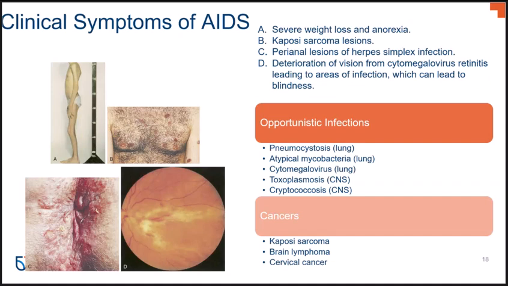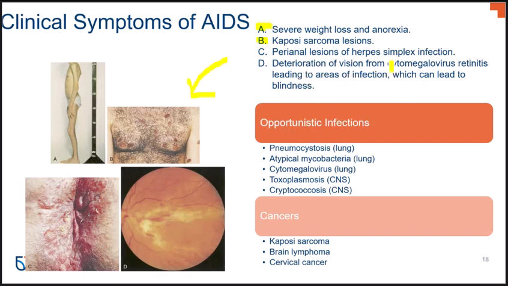So we're going to look at some of the clinical manifestations, or some of the effects that can come from having AIDS. Looking here, starting at the top, severe weight loss and anorexia is a common side effect of having AIDS. Kaposi sarcoma lesions, those are the lesions that you can see in this image here, and it is considered a cancer. So with AIDS, you're more likely to develop cancers. Perianal lesions from herpes simplex infection are also a side effect of AIDS.